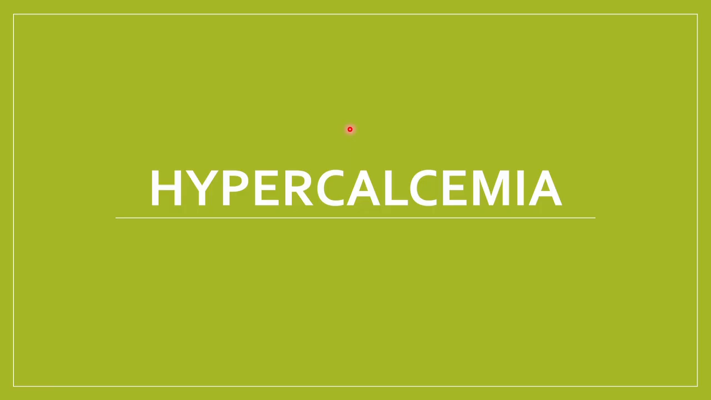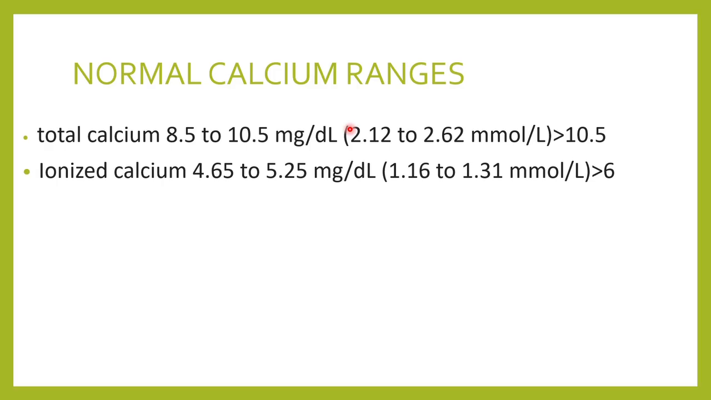In today's class, let us discuss hypercalcemia. So, you all know that total calcium ranges from 8.5 to 10.5 milligram per deciliter, that is from 2.12 to 2.62 millimoles per liter. And ionized calcium ranges from 4.65 to 5.25 milligram per deciliter, that is 1.16 to 1.31 millimoles per liter.